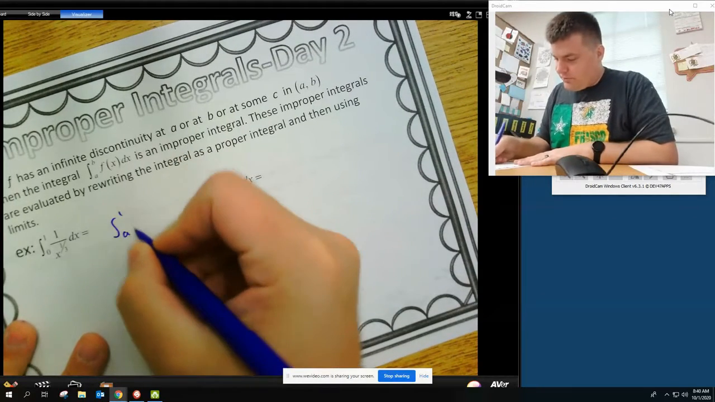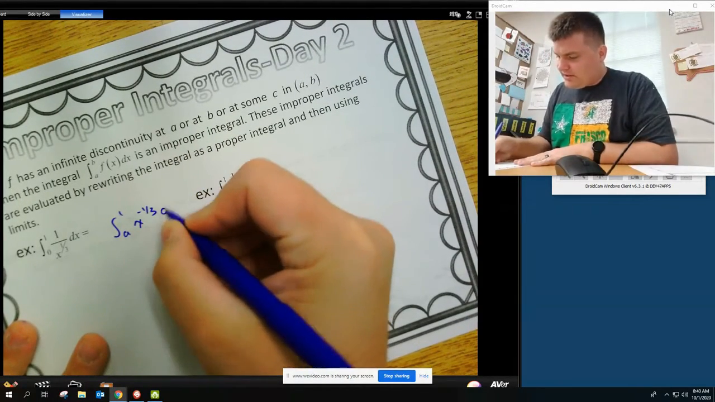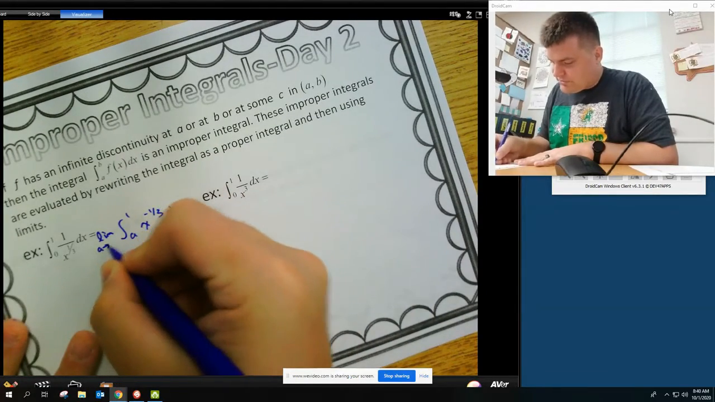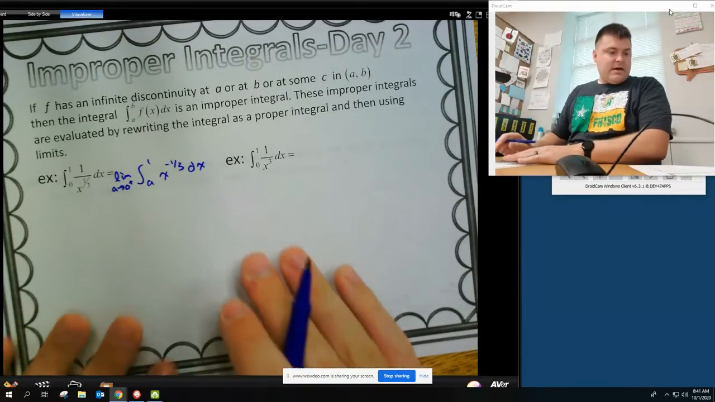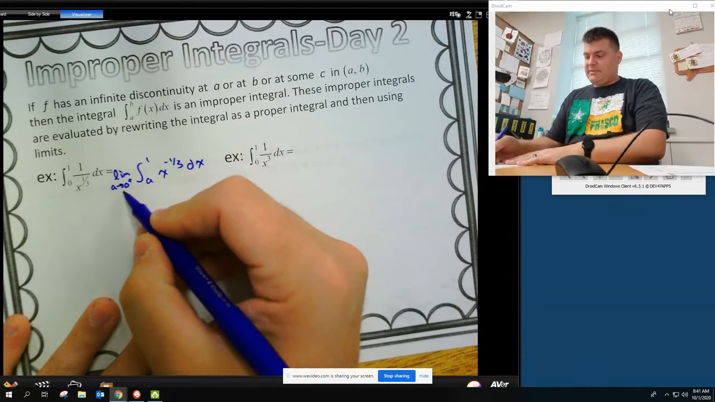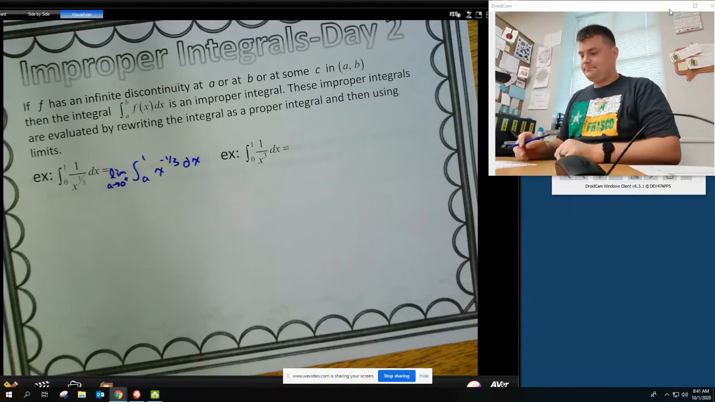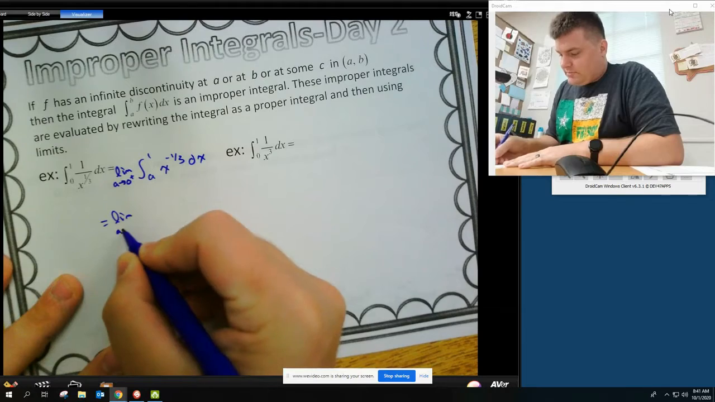So I'm going to go from a to 1 of this, let's call this x to the negative 1/3 dx. I'm going to find the limit as a goes to 0 from the right. Okay, I'm allowed to go on the right side of 0, but I'm getting as close as I possibly can, and that's why I'm integrating from a to 1. Okay, so now let's keep that limit notation with me.